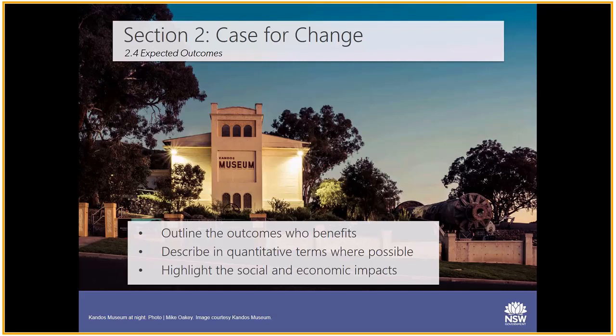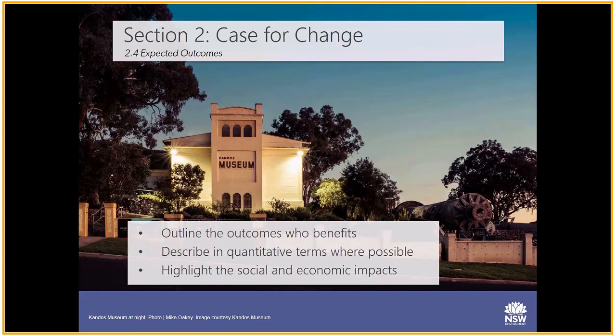In section 2.4, expected outcomes, you need to outline the outcomes expected as a result of your project and who the beneficiaries are. Outcomes should be described in quantitative terms where possible, for example, a 5% increase in visitors. Where they are not able to be quantified, these should be described in qualitative terms. For example, we will be able to receive high-quality touring exhibitions from institutions such as the Art Gallery of New South Wales when we have upgraded our gallery lighting and temperature control. The public will therefore be exposed to nationally significant pieces that we cannot show without the upgrade.